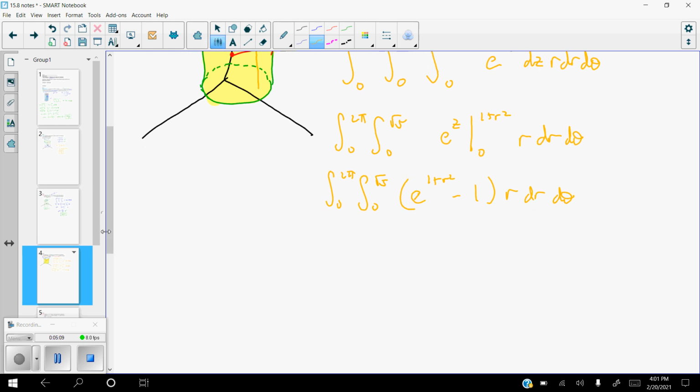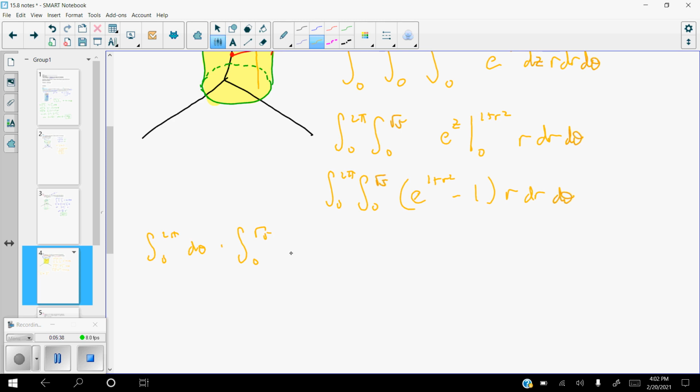In order to do this next part, you could do this in multiple ways. First thing I can see is I've only got r's left, so I can definitely split off the theta. Let's do that: the integral from 0 to 2 pi of d theta times the integral from 0 to square root of 5. Probably the best thing to do here is to separate these two integrals. I'm going to distribute the r.